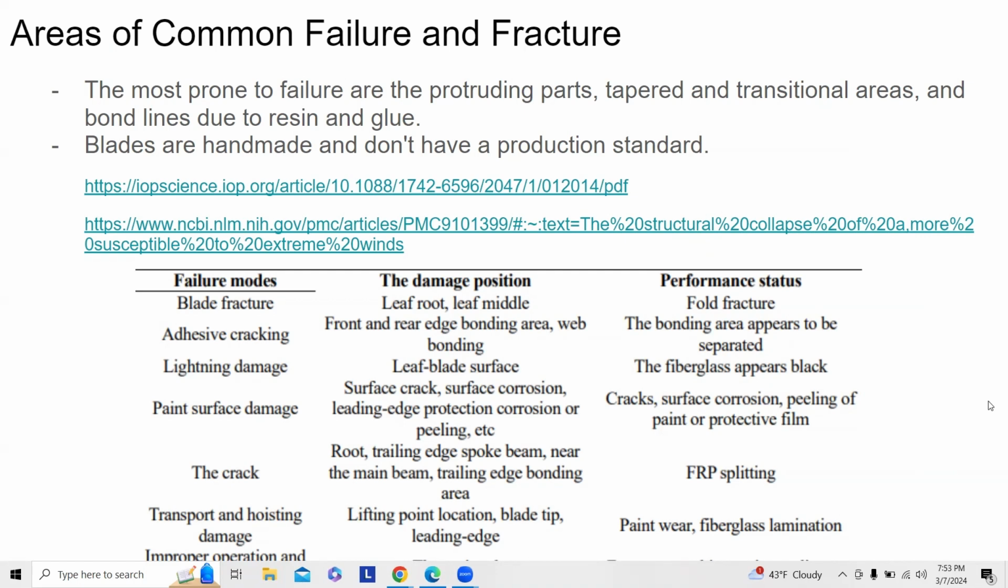And then within these links, we have various failure modes, and this is one of the graphs or diagrams that were in the articles. So we have a couple of failure modes here, the damage that occurs to trigger each failure mode, and then the performance status after this failure mode.